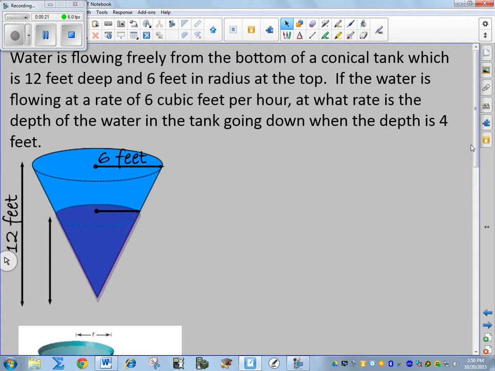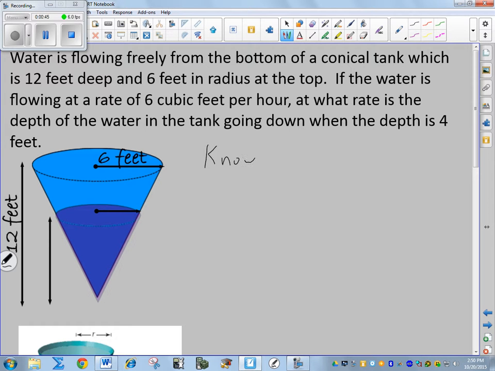If you read the question, it says we have a cone that is 6 feet by 12 feet, and water is flowing out of the bottom at a rate of 6 cubic feet per hour. At what rate is the depth of the water in the tank going down when the depth is 4 feet? So we just need to go through and write down everything we know and the things we need to know.